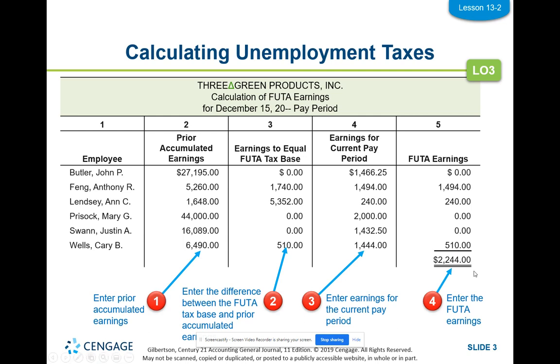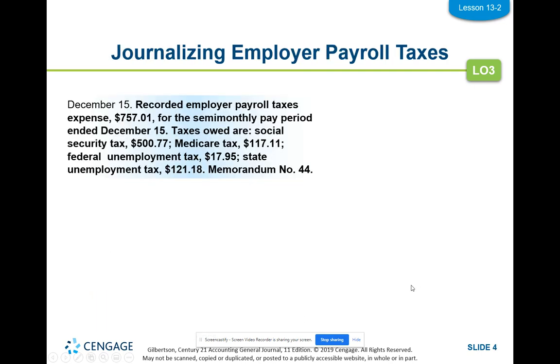We're going to add these numbers up to find out our total FUTA earnings, and then we're going to use the tax rate for that, which the book is saying is 6.2%. Okay, so let's go ahead and look at this first entry that we're going to be looking at. December the 15th, we recorded employer payroll expense. Included in that was $757 and a penny for the payroll tax expense. It was the semi-monthly pay period ended December 15th.